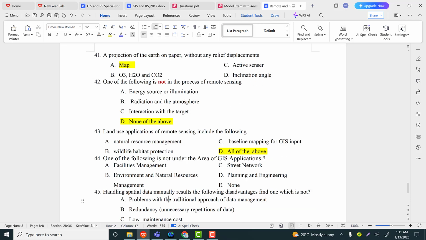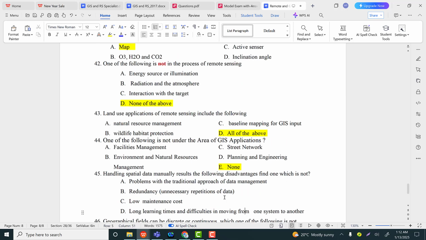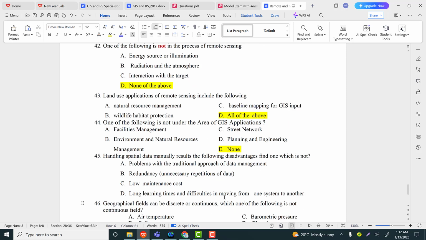Question number 44. One of the following is not under the area of GIS application. Facilities management, environmental and natural resource management, street networking, planning and engineering. E. None of the above. All the listed options undergo the application of GIS, so the answer is none of the above because all options take place within the technology of GIS.